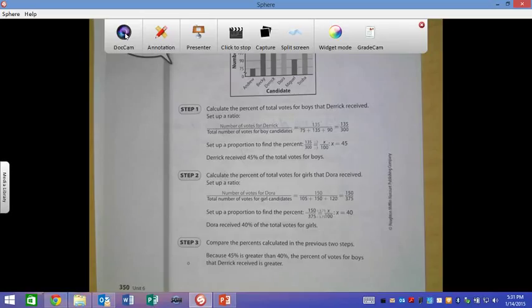Step 3, compare the percents calculated in the previous 2 steps. Because 45% is greater than 40%, the percent of votes for boys that Derek received is greater.